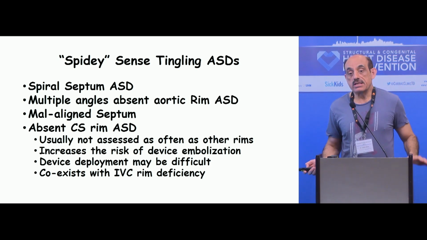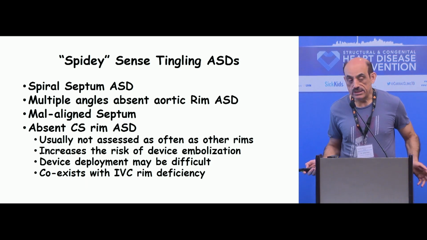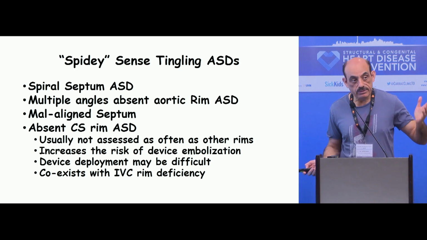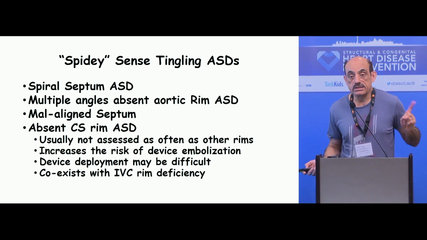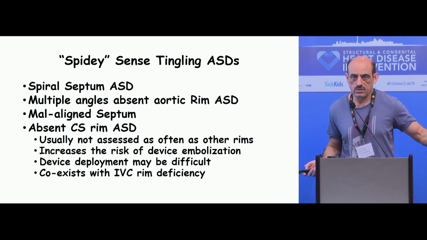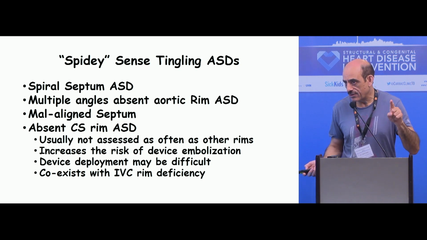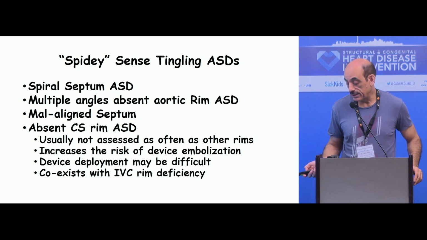So there are a lot of ASDs that absolutely tingle me sometimes, and I decide not to do them. One is a spiral septum ASD. I cannot understand it. Maybe Dr. Benson will give us some pointers. Multiple angles, absent atrial aortic rim ASD, which is very difficult for me to say yes to this case, no matter what device you're using. Malaligned septum atrial septal defect, very difficult to deploy a device and a high risk. And the absent coronary sinus rim ASD. When I evaluate that, I try not to do that.